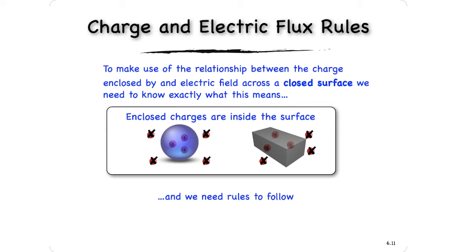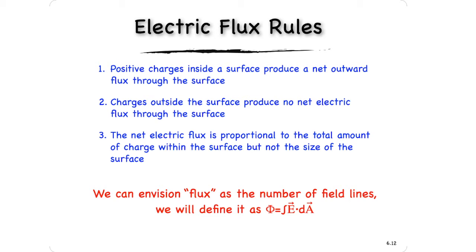But what we're developing is some rules. And so we need to clearly identify these rules that we're conceptually developing. And so here they are. Positive charges inside a surface, and by surface I mean a closed surface, so it completely encloses some volume, will produce a net outward flux through the surface, because the field lines point outwards. So they have to go out through the surface. And the corollary is true. Negative charges will produce a net influx through the surface.